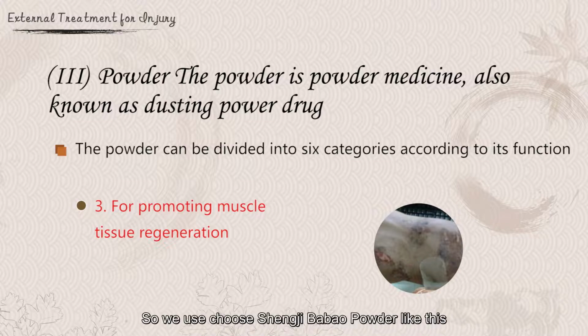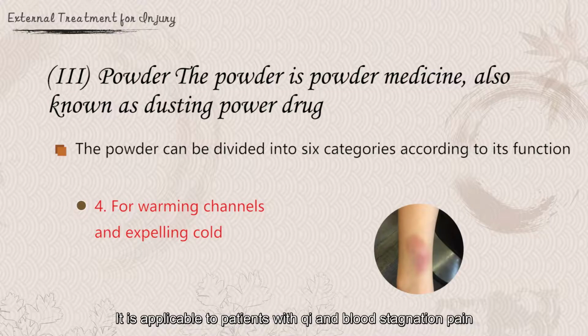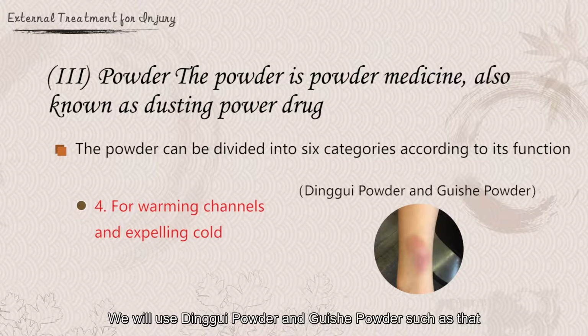So when you choose 生肌 八宝 powder like this. The fourth is for warming channels and expelling cold. It is applicable to patients with qi and blood stagnation, pain, or local cold damp invasion in the later stage of injury. We will use 丁桂 powder and 桂色 powder such as it.